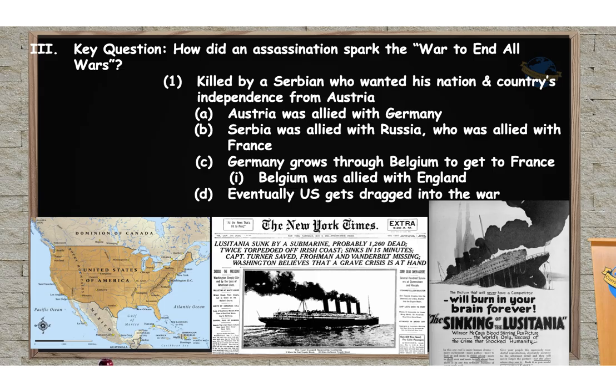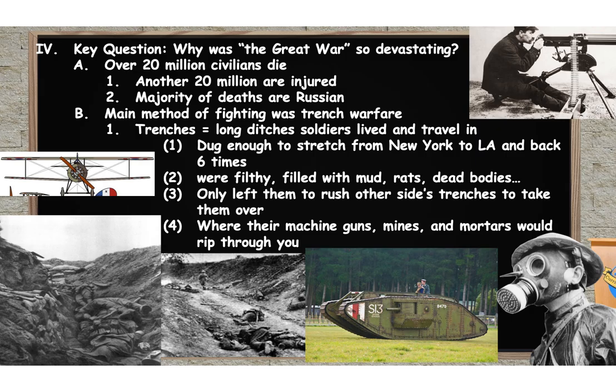But anyways, so the death of these civilians was used to justify America entering this war on the side of Great Britain. That leads us to the final key question here: why was the Great War such a devastating event? Well, over 20 million civilians died, another 20 million were injured, and the majority of the people who died in this war were actually Russian. The Russians suffered the highest casualties of any empire in this war.